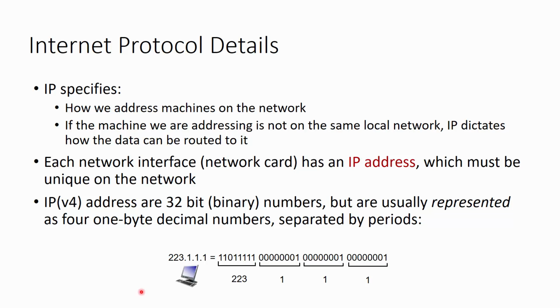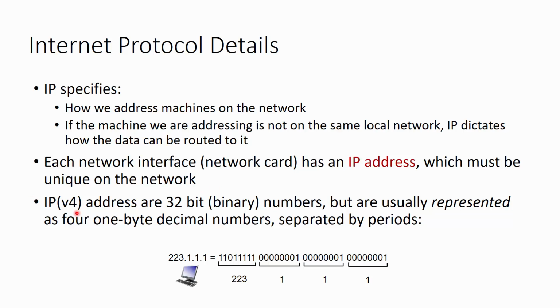So every network interface, which is a fancy term for the network card, the network jack on the back of the computer, has an IP address. Every interface gets an address. And that address has to be unique on the network, specifically on the local subnet for that network. And you'll talk more about subnets in the networking course.